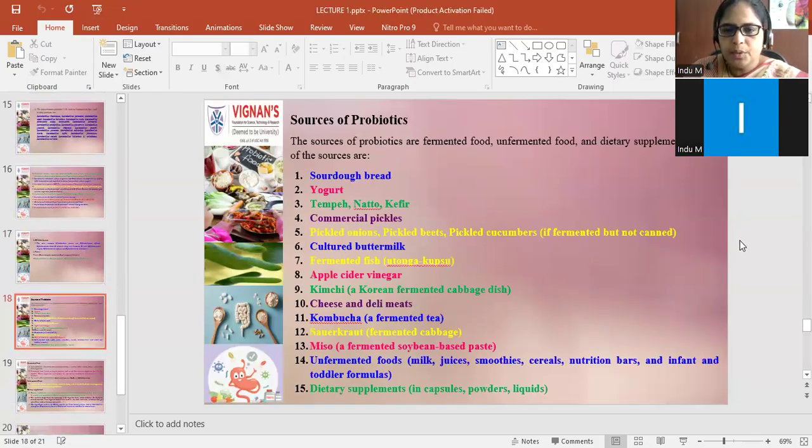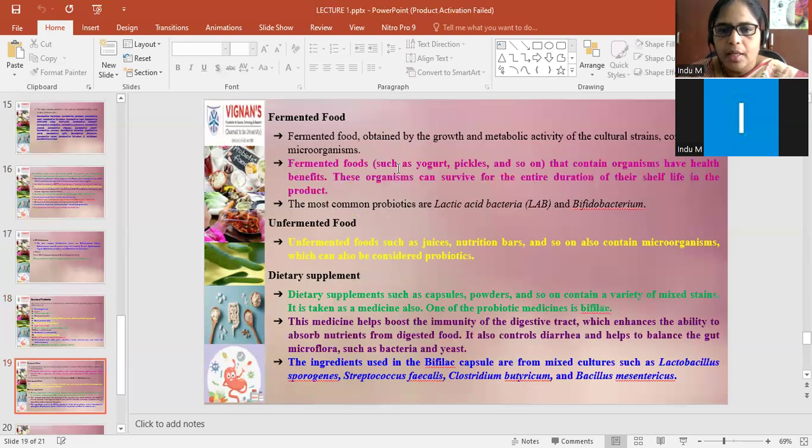And what are the sources of these probiotics? Already we discussed this in the previous slide. Here you can see the various sources like bread and yogurt, kefir, commercial pickles, pickled onions, pickled beets, pickled cucumbers, cultured buttermilk, fermented fishes, apple cider vinegar, kimchi, cheese, deli meats, kombucha, sauerkraut, miso, and unfermented foods like milk, juices, smoothies, cereals, nutrition bars, and infant and toddler formulas. Nowadays, dietary supplements are available in capsules, powders, and liquids. These are the various sources of probiotics you can consume for good health.